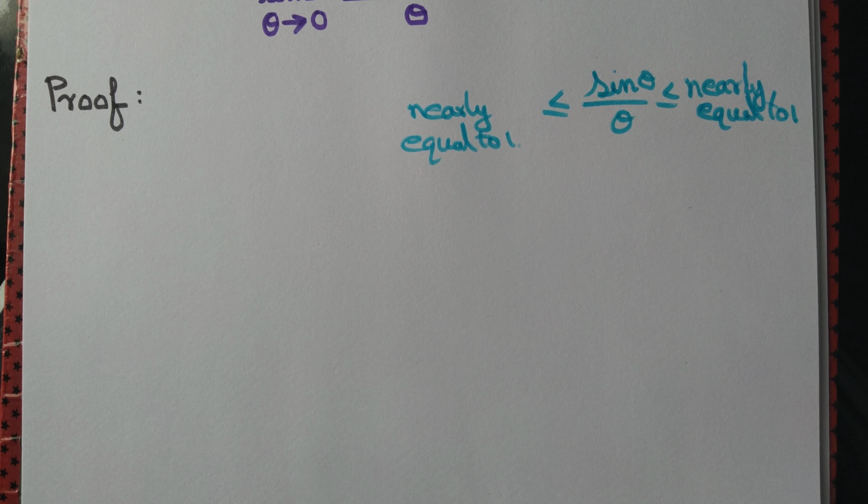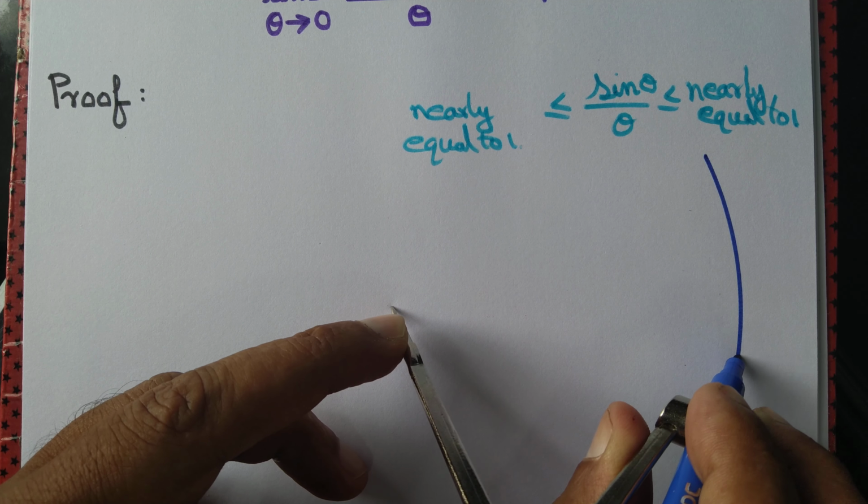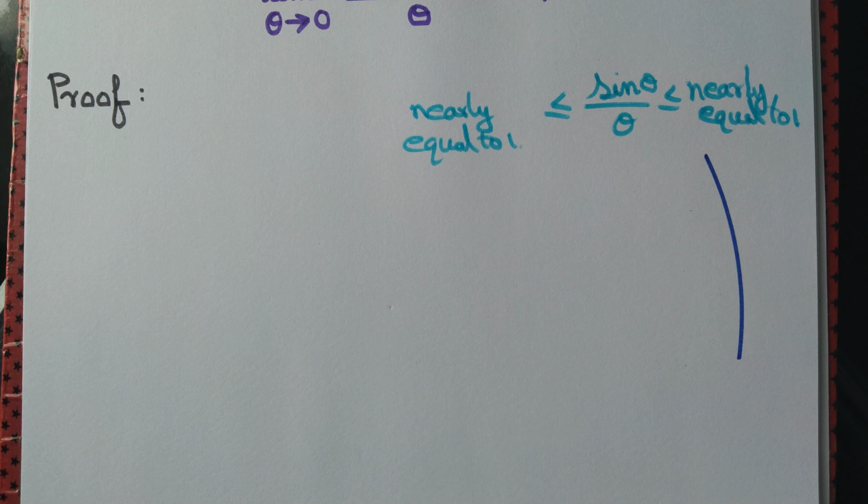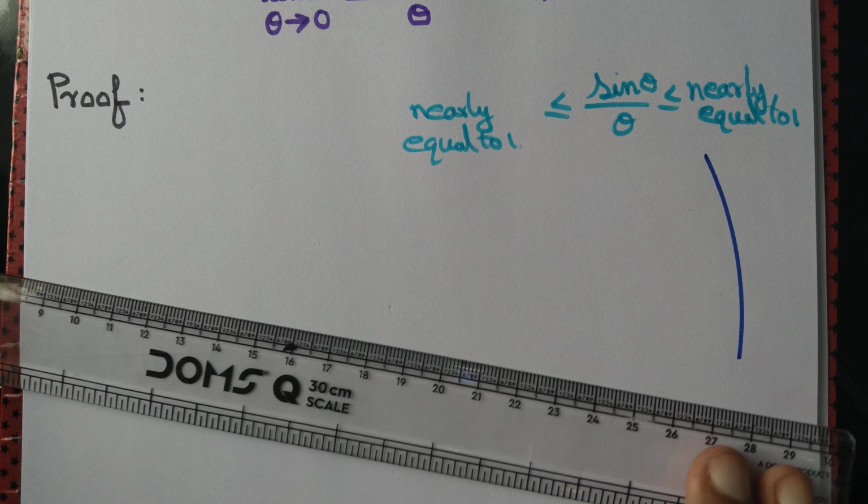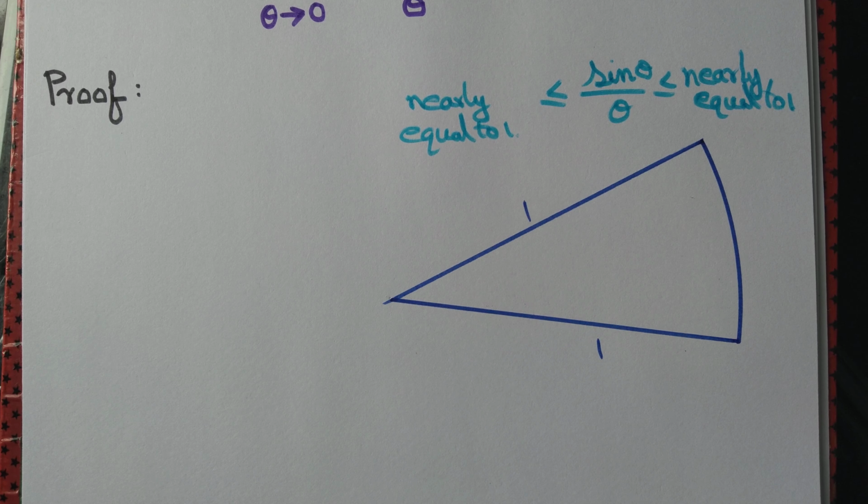We take a compass and draw a circular arc. Let the radius of the circular arc be of unit length. So we draw a circular arc and we assume the radius to be unity. This is just 1 unit.